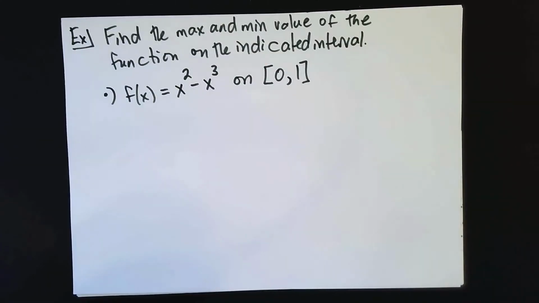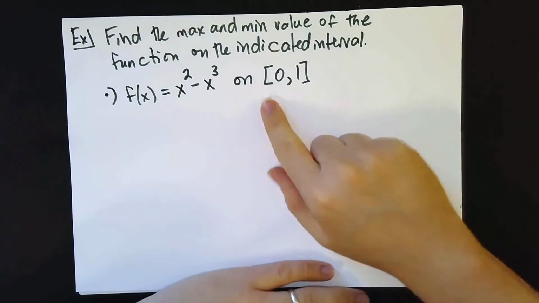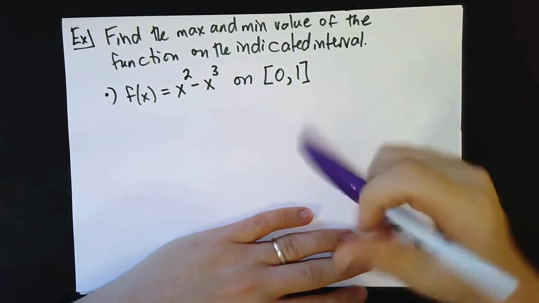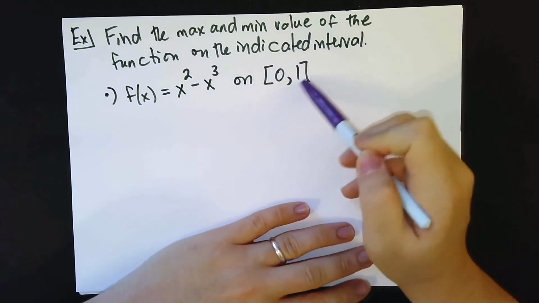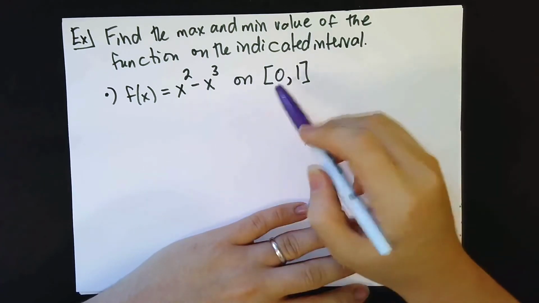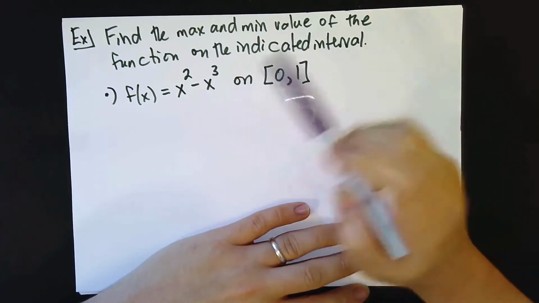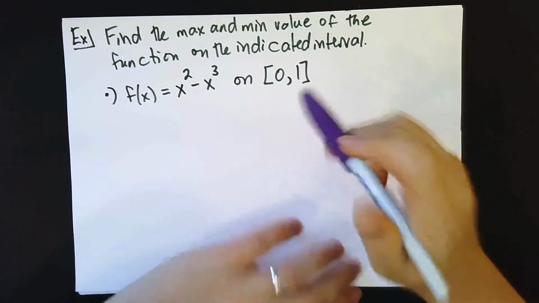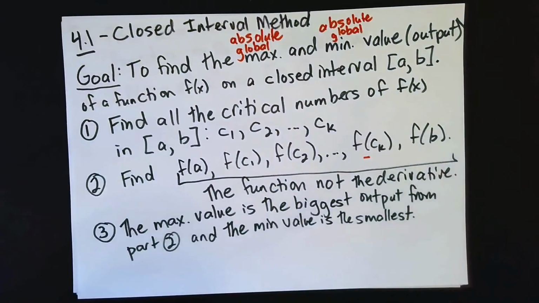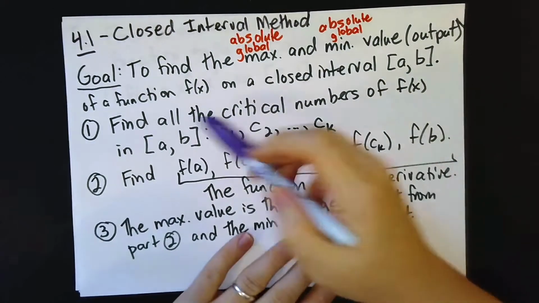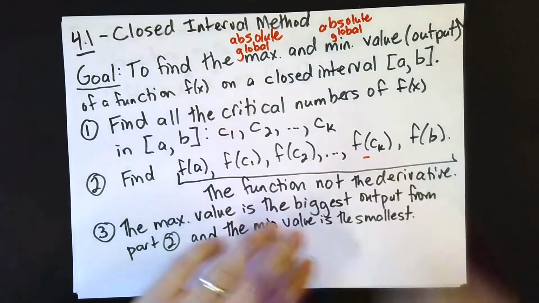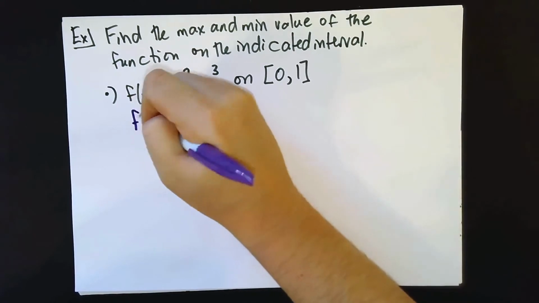So here's our function. We've got the function x squared minus x cubed, and the interval 0 to 1. So reminder, what is it we're asking? We're asking, of all the inputs that you could plug into this function between 0 and 1, what's the largest value you could get out, and what's the smallest value that you could get out? So we have our process here to do this. The first thing we're supposed to do is find all of the critical numbers of the function that live in this interval. So this is step 1.